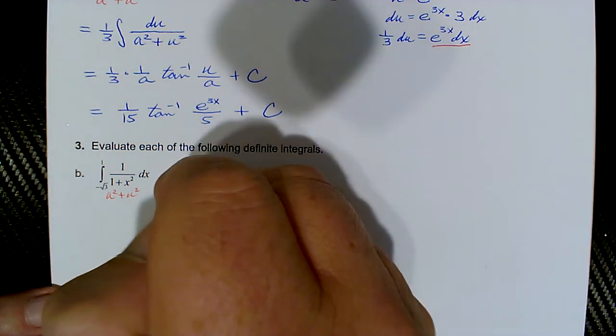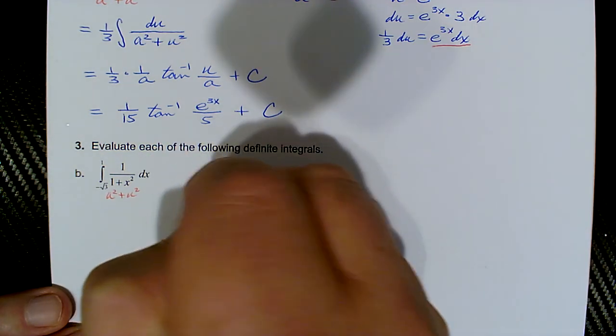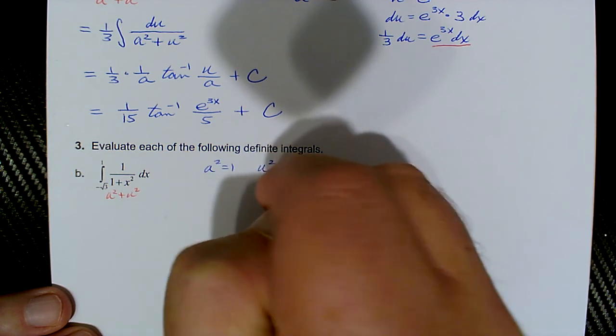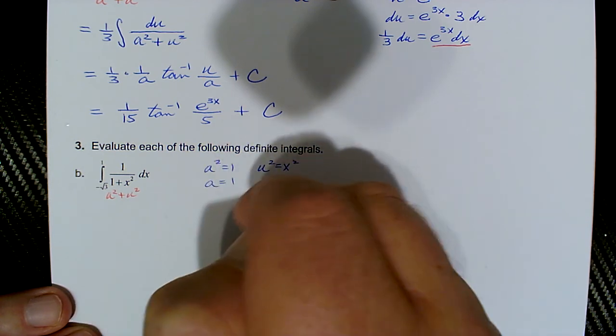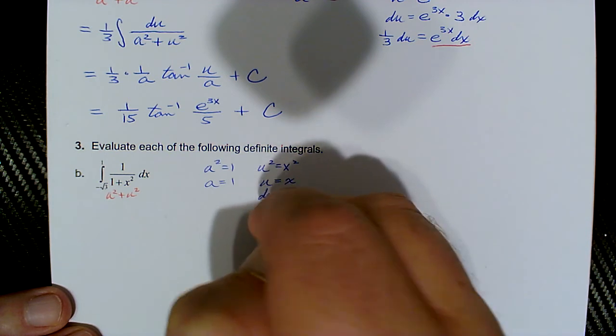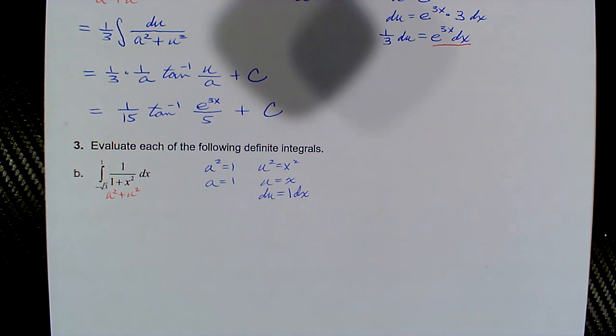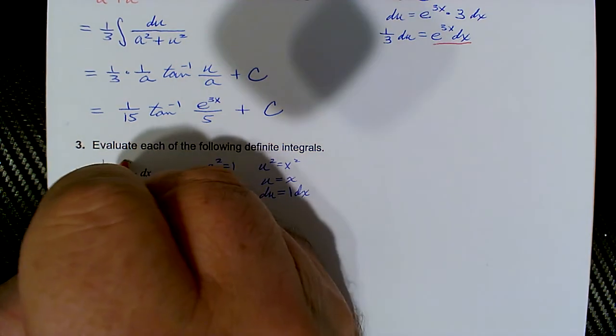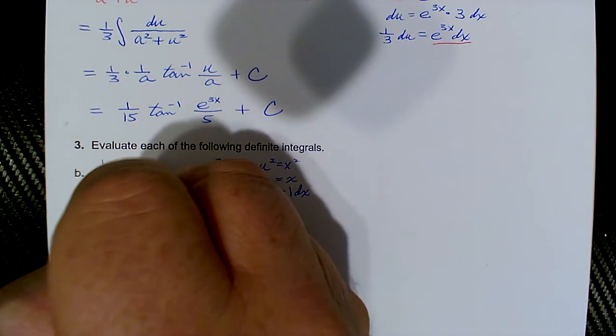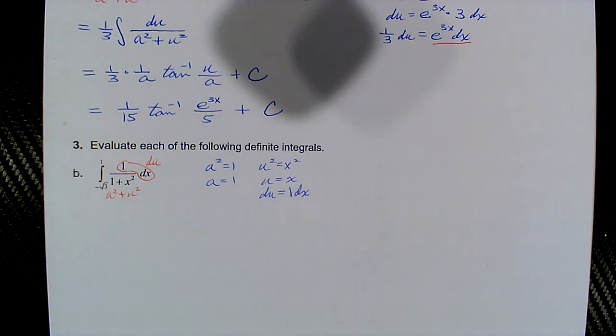You could say this is a squared plus u squared. But there's really no need to show this because if a squared is 1 and u squared is x squared, then a is 1, u is x, and the du is just simply 1 dx. So there's really no modification by a constant multiple necessary here. And the 1 dx makes up the du. And if you do make a change of variables so that 1 dx makes up the du identically, it's kind of silly because all you're doing is replacing the x's by u's.